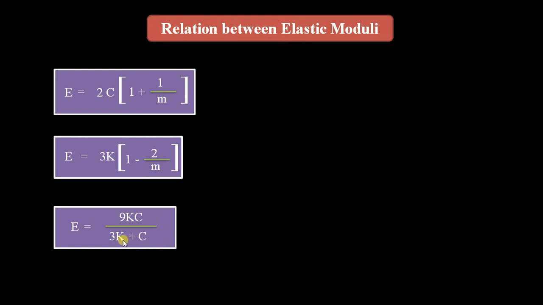So how is this relation obtained? Here by combining these two. From the first relation, write the equation in the form of m is equal to, modifying it and taking m as common. Whatever relation you get for m, substitute that m in the other equation and again modify the entire equation, then you will get this relation, that is 9KC by 3K plus C. So try to solve these steps.